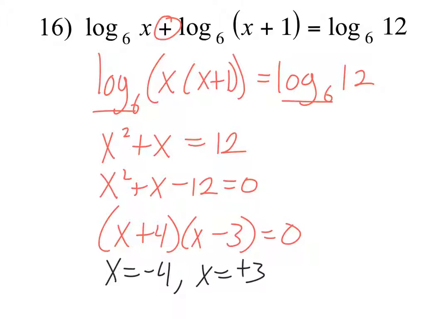When I go and plug these in, negative 4 immediately gives me something that does not work, because log base 6 of negative 4 is an undefined answer. But log base 6 of 3 and log base 6 of 4 combine to get log base 6 of 12. So in this case, x equals negative 4 would be extraneous, because even if I plug it in, it doesn't work. X equals positive 3 works.